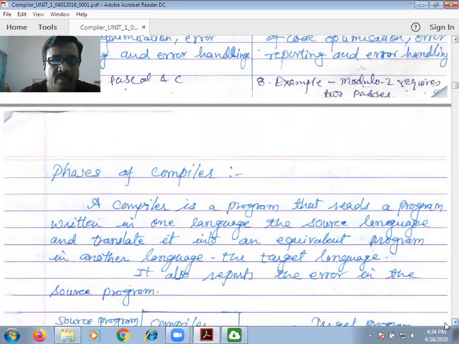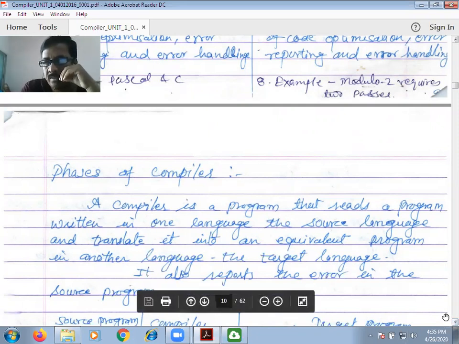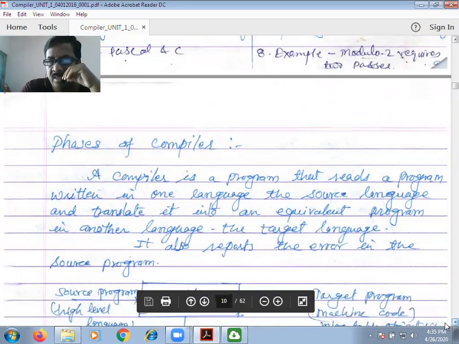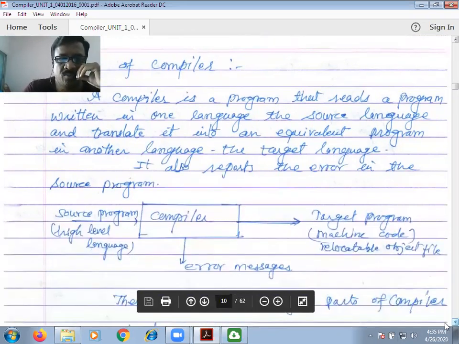Today I will explain about the phases of compiler. As we know, a compiler is a program that reads a program written in one language, the source language, and translates it into another language, the target language, and it reports the errors in the source program.